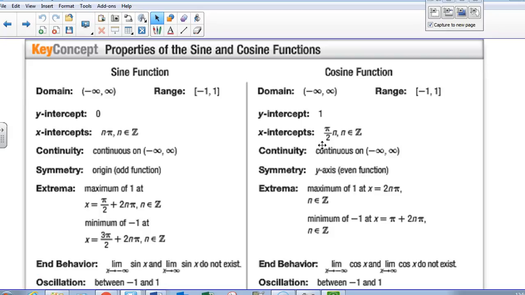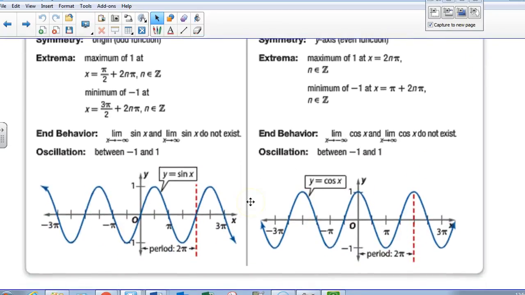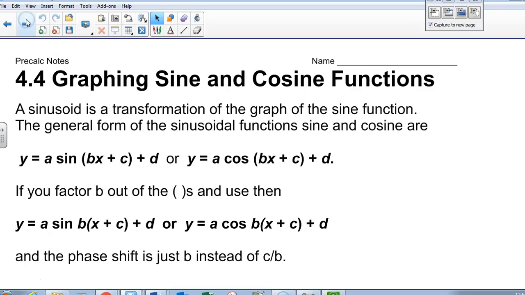Okay, they are both continuous. If we scroll down here just a little bit, they go on and on, right? So they have maximums that repeat, they have minimums that repeat. They do not approach any kind of a limit out on the ends because they just continue to wave up and down. All right, I'm not going to spend too much more time on that.